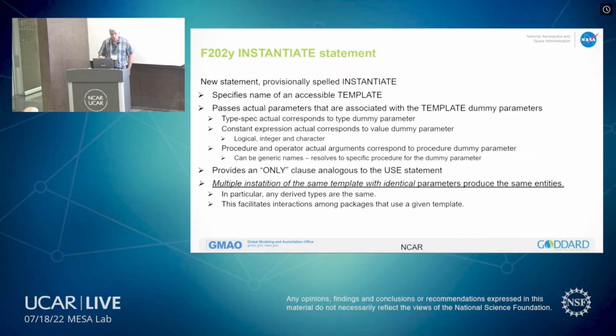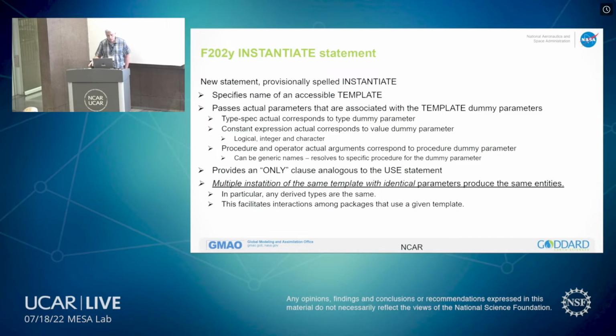The actual arguments for value dummy parameters are constant expressions, compile time constant expressions. And we're allowing those to be logical, integer, and character. And this too is narrower than what we presented at the last meeting to the group, and I can explain more about why we restricted which kinds of things we're allowing there.